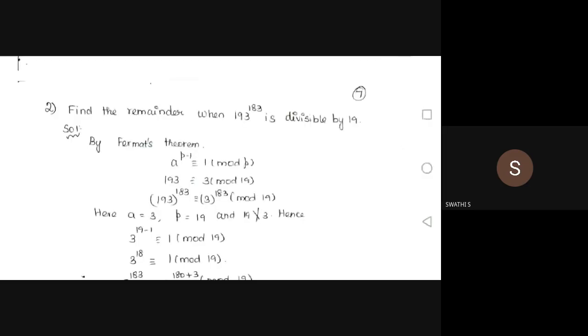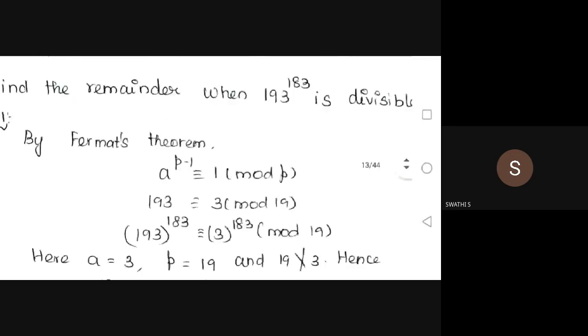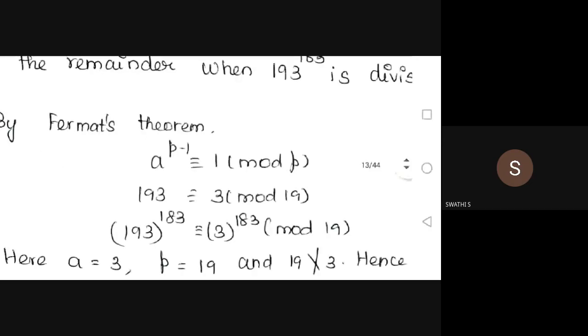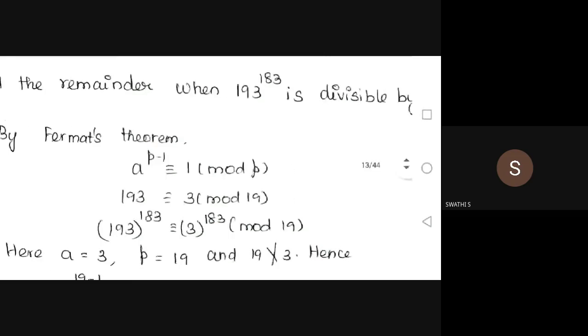So 193 is divided by 19. 10 19s are 190, so you get the remainder 3. So 193 is congruent to 3 mod 19. Here the dividend is 193 to the power 183. So raising both sides to the power 183, 193 to the power 183 is congruent to 3 power 183 mod 19. Okay.